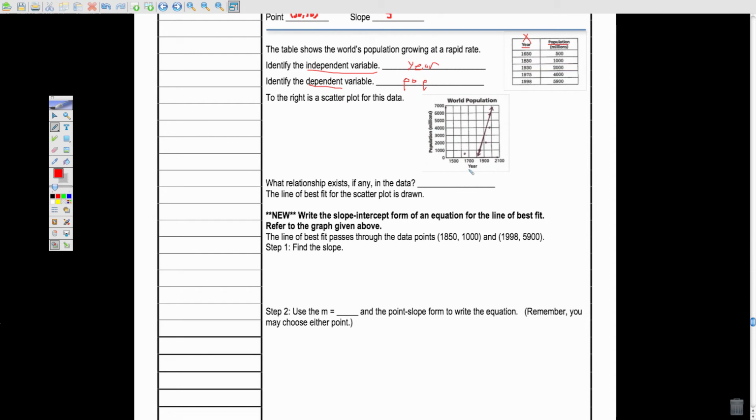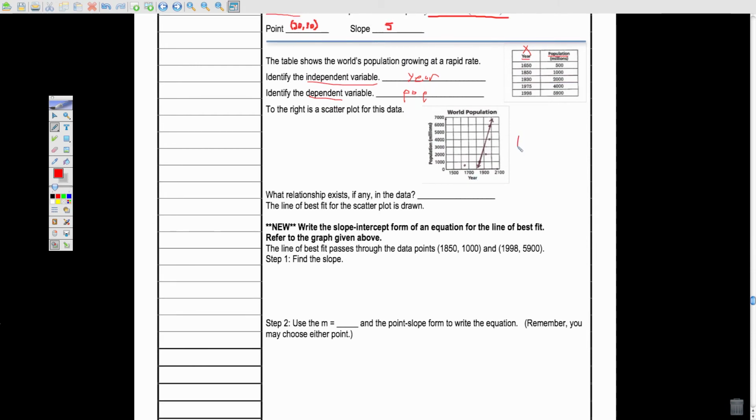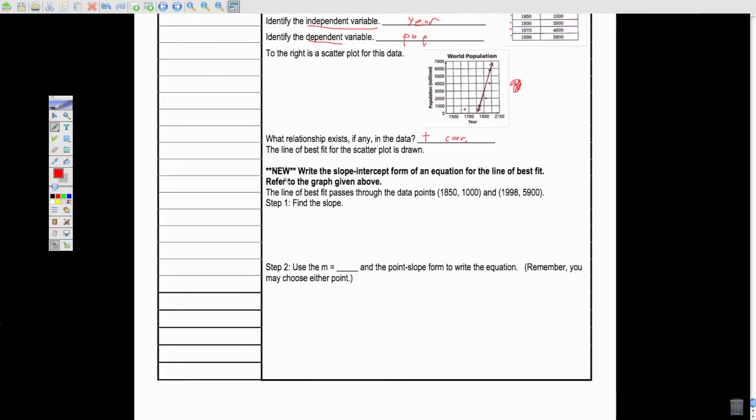Okay, to the right there's a scatter plot, so it shows all this graph right here. It's showing these points, just graphing them. It's a scatter plot. And you can also tell right now you got a line of best fit. What relationship exists, if any? If you can see that line of best fit right there, that has a positive correlation. Y'all remember talking about this before. Again, positive correlation. Just realize that is a positive line. That's a positive correlation.